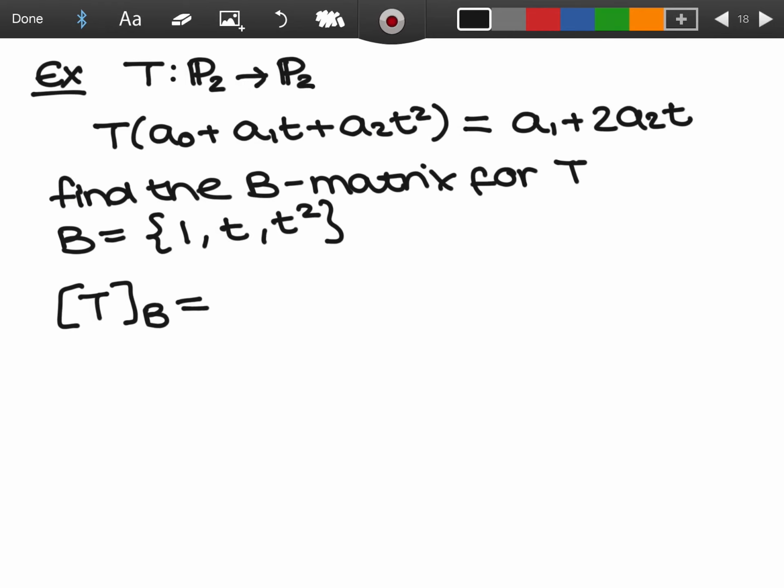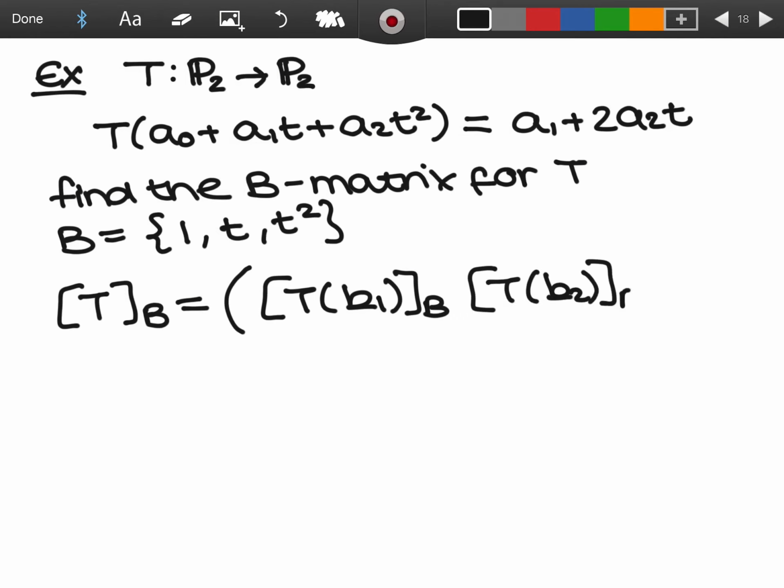Let's write this out first. I know I've got 3 elements to my basis. So this is going to be T of B1 with respect to B, T of B2 with respect to B, and T of B3 with respect to B. And I need to find each of these where B1 is going to be 1, B2 is going to be t, and B3 is going to be t squared. Then we're going to find the images of them under this mapping and then find their B coordinates.